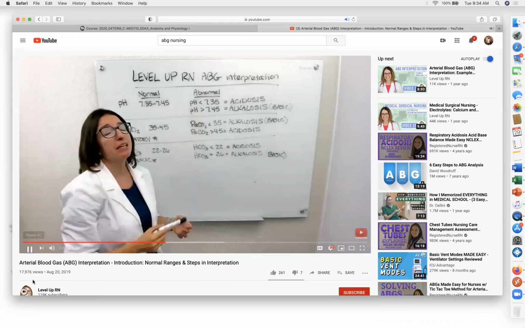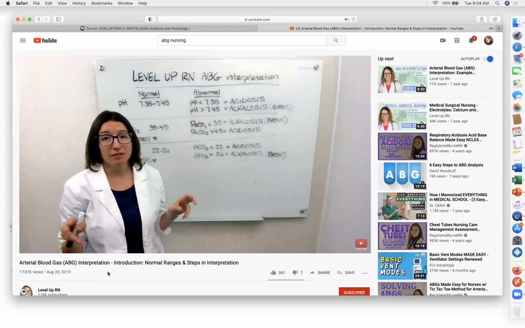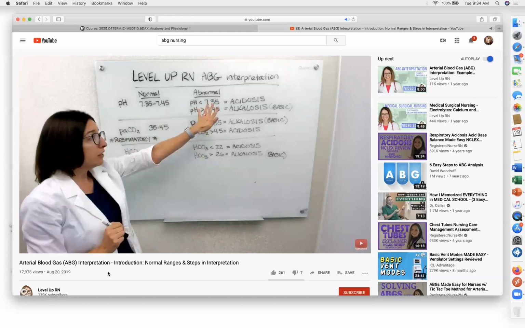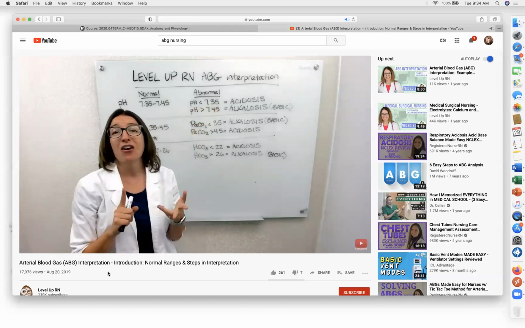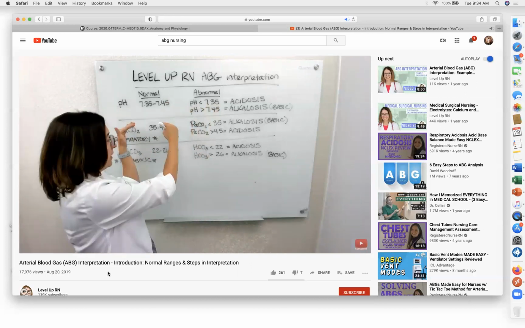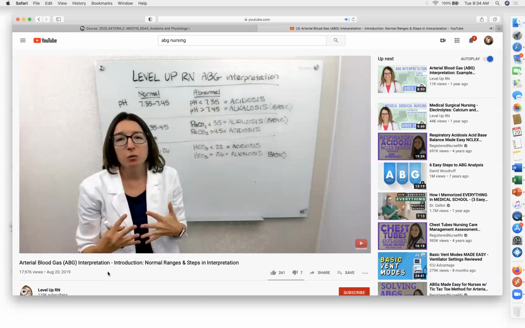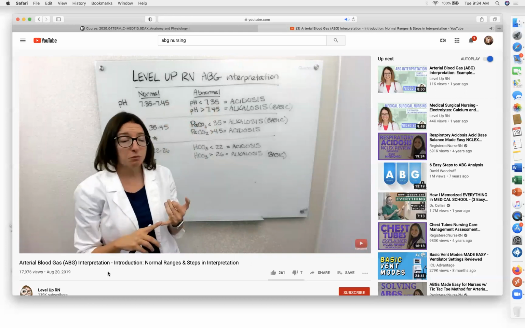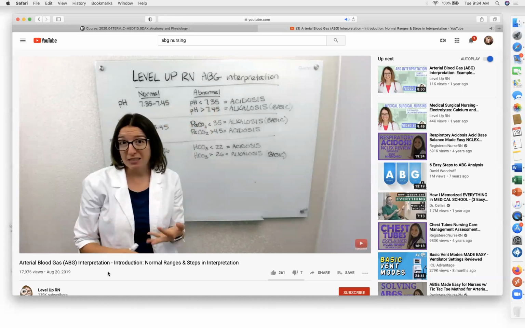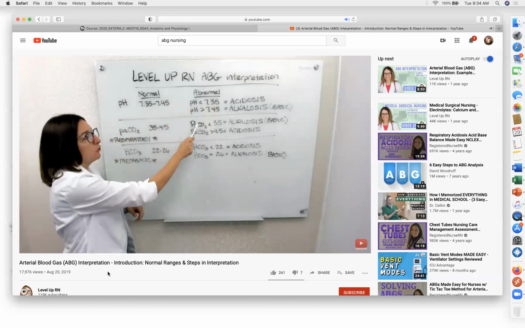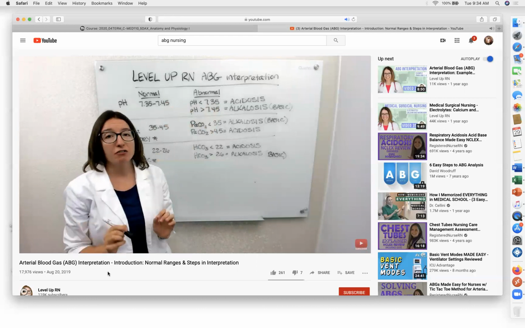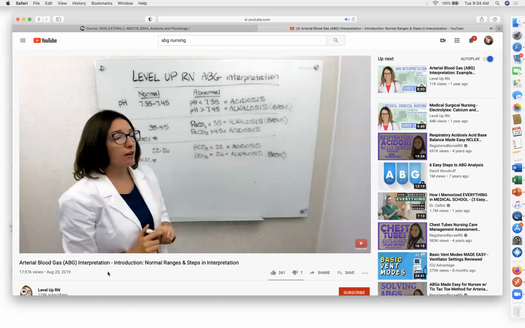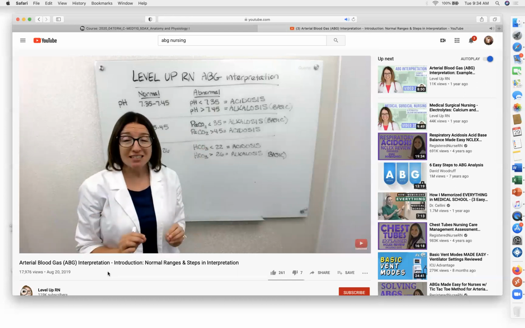With just looking at the pH, we don't know who the culprit is. We don't know if it's the respiratory system or the metabolic system. All we know is that we either have acidosis or alkalosis. Then we can read these values to really figure out whether we're dealing with respiratory or metabolic acidosis or respiratory or metabolic alkalosis. So with PaCO2, if it is under 35, that is indicative of alkalosis. If it is over 45, that is indicative of acidosis.